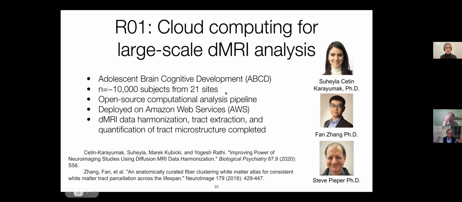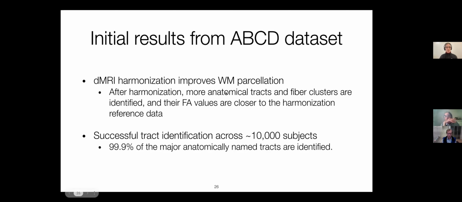We deployed it on Amazon Web Services. So far we've done diffusion MRI data harmonization, tract extraction, and quantification of tract microstructure, so multiple measures from the fiber tract. So far we've completed that for this ABCD study. Our initial results are good.